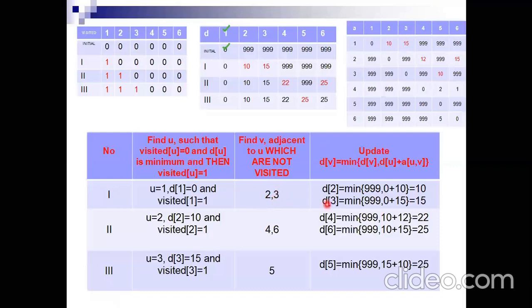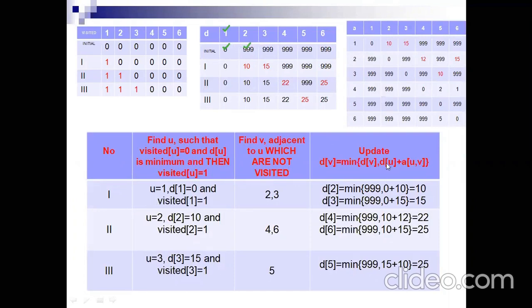So d2 and d3 are equal to the minimum of dv. What is dv? In the D array, you can see it is 999. Don't go for the second row, only the first row. After updation, we will update the D array here. D2 is still 999, which means I have recorded that I cannot reach from source to 2. Now I'll see whether I can reach it via U.